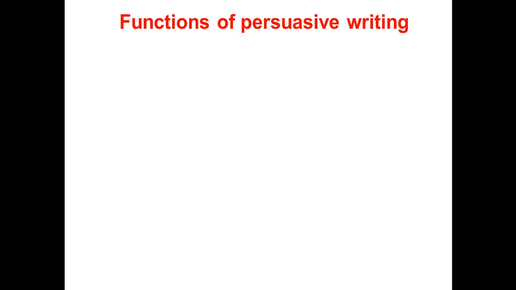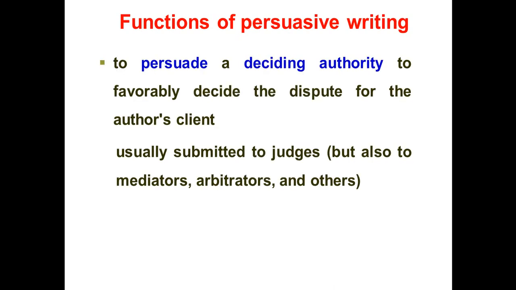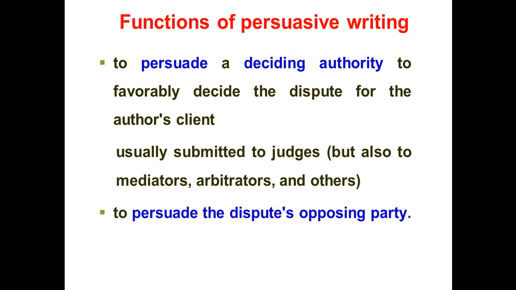So the question: what are the functions of persuasive writing? Persuasive writing is used to persuade a deciding authority to decide the dispute favorably for the author's client. It's usually submitted to judges, but if you bring your case to arbitrators or mediators, it is also submitted to them, to persuade them to decide favorably for your case. Sometimes it's also used to persuade others, such as the media, in order to involve them in solving your case. Sometimes you have meetings and negotiations with the other parties to solve the problems, so persuasive writing also serves to persuade the opposing party in the dispute.